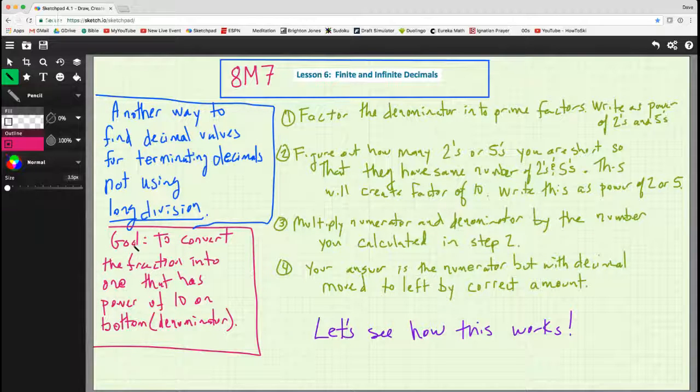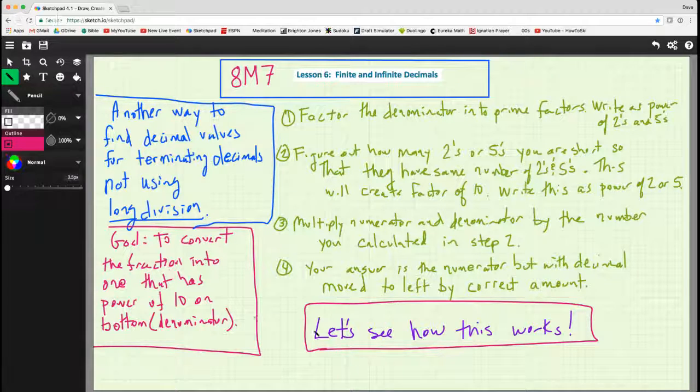So our goal, and we're going to do a lot of examples of this. This is just the explanation, but we're going to see how it works on future slides. We're going to convert the fraction into one that has a power of 10 on the bottom, which is the denominator. And then we're going to be able to find our answer without ever doing any division, just multiplication. This is so cool. So these are our 4 steps. And these are kind of long, but I'm going to shorthand them for you on the next slide so that you'll be able to remember maybe a little easier.